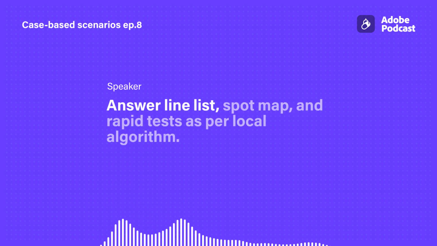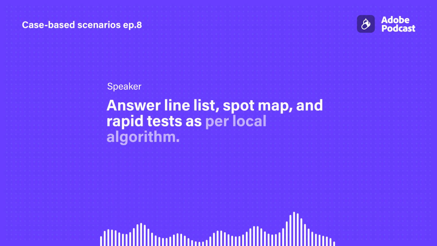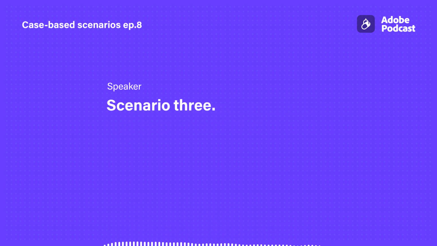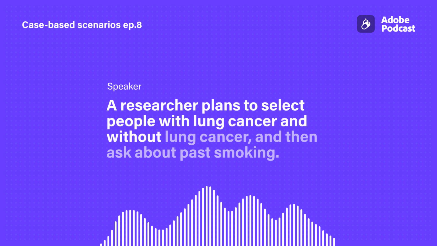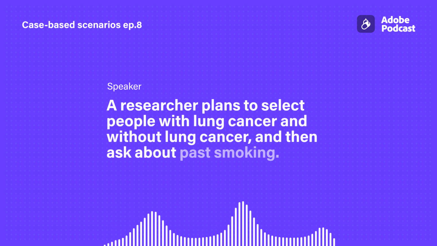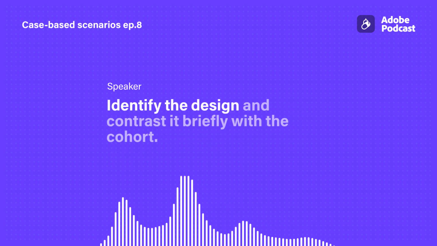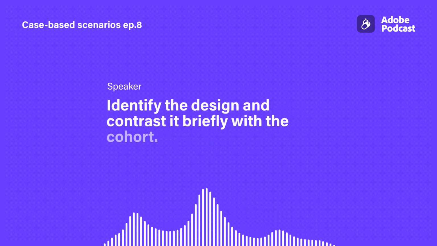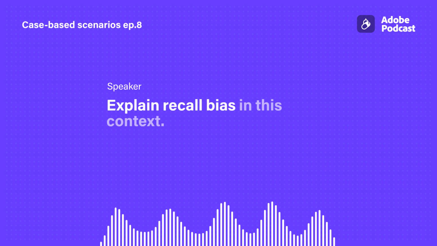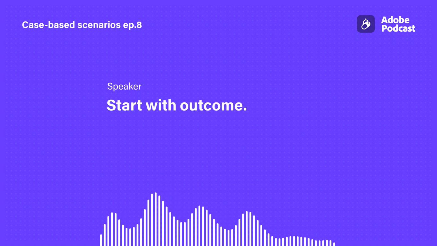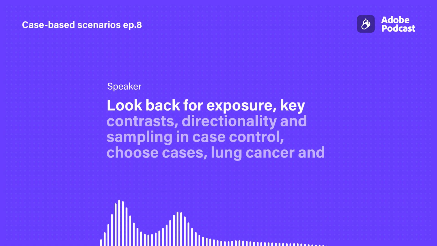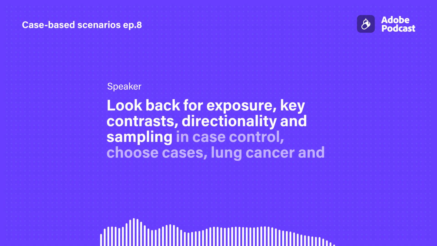Answer: line list, spot map, and rapid tests as per local algorithm. Scenario 3. A researcher plans to select people with lung cancer and without lung cancer and then ask about past smoking. Identify the design and contrast it briefly with the cohort. Explain recall bias in this context. That is a case control study. Start with outcome, look back for exposure, key contrasts, directionality and sampling.